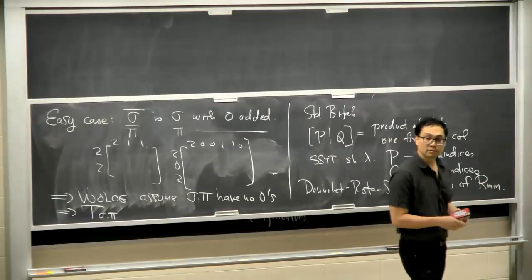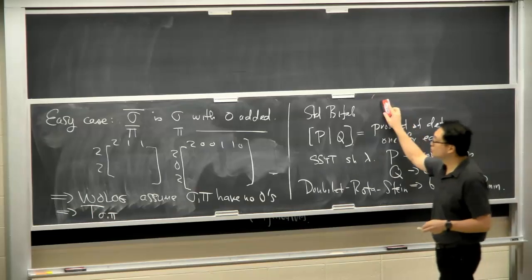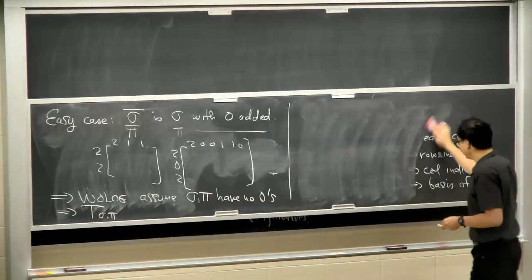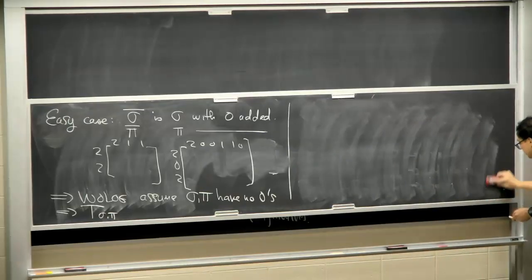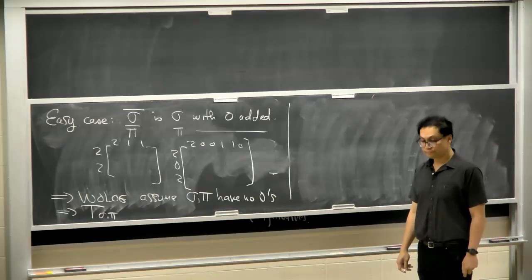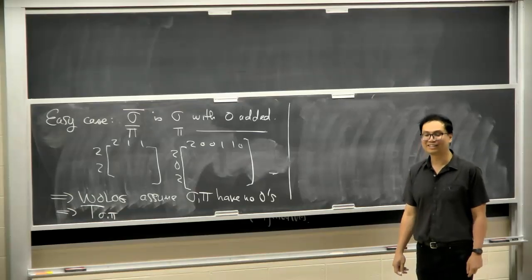Any questions? So the M and N are sort of going away because M is just the length of sigma, N is just the length of pi. Correct. Exactly.